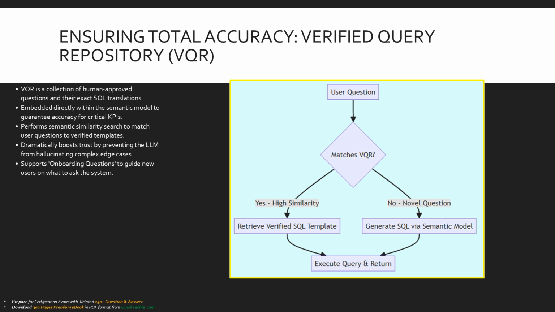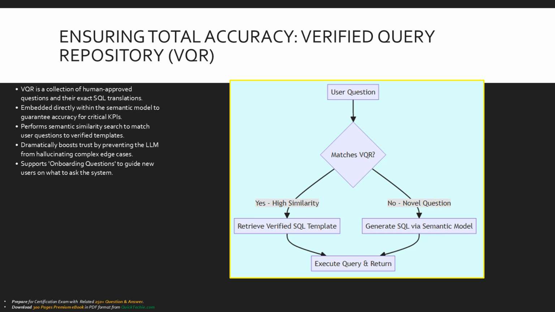Even with an absolutely perfect semantic model, there are always highly complex, convoluted, or incredibly specific edge case queries that a generative model might struggle with. This is exactly where the Verified Query Repository, or VQR, comes in to save the day. VQR is a curated collection of verified, human-approved business questions and their exact, correct SQL queries embedded right into your semantic model.